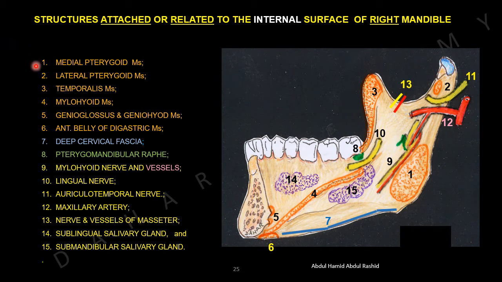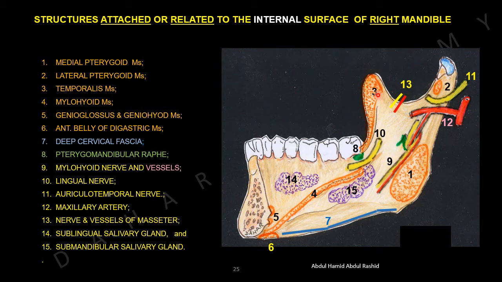Let's see the structures attached or related to the internal surface of the right mandible. Number 1, medial pterygoid muscle. This is the attachment of the medial pterygoid muscle to the internal surface of the angle of the mandible and lower part of the ramus of the mandible. Number 2 is the lateral pterygoid muscle. This is the lower head of the lateral pterygoid muscle, which is attached to the pterygoid fovea, which is on the anterior part of the neck of the mandible.